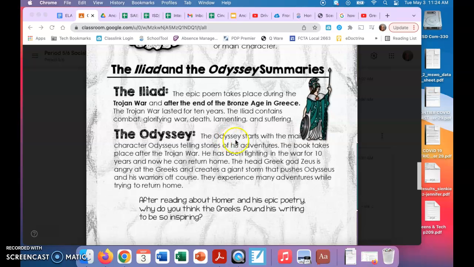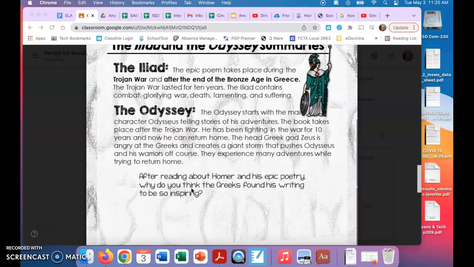The Odyssey starts with the main character, Odysseus, telling stories of his adventures. The book takes place after the Trojan War. He has been fighting in the war for 10 years, and now he can return home. The head Greek god, Zeus, is angry at the Greeks and creates a giant storm that pushes Odysseus and his warriors off course. They experience many adventures while trying to return home.